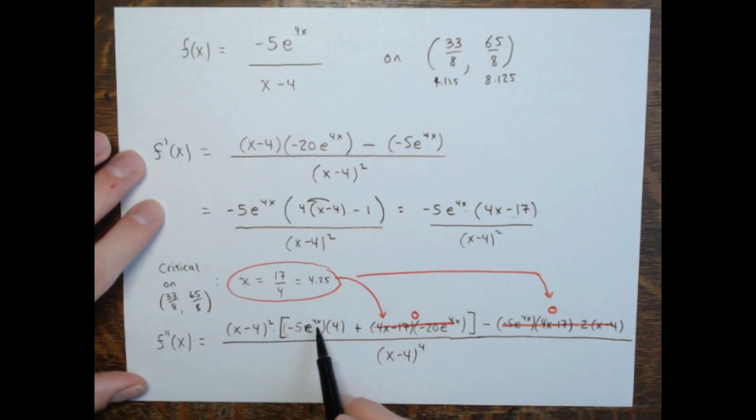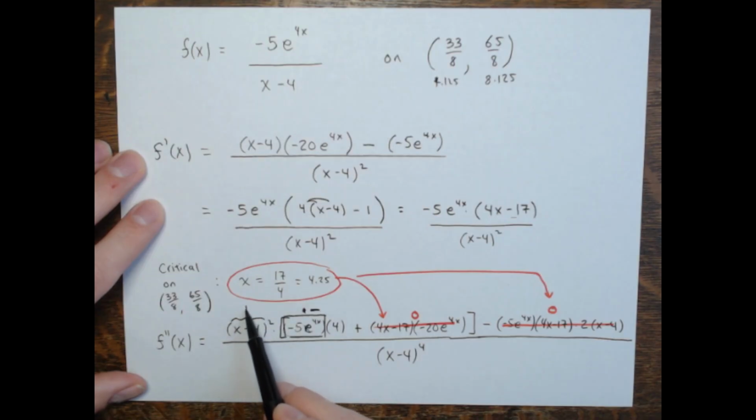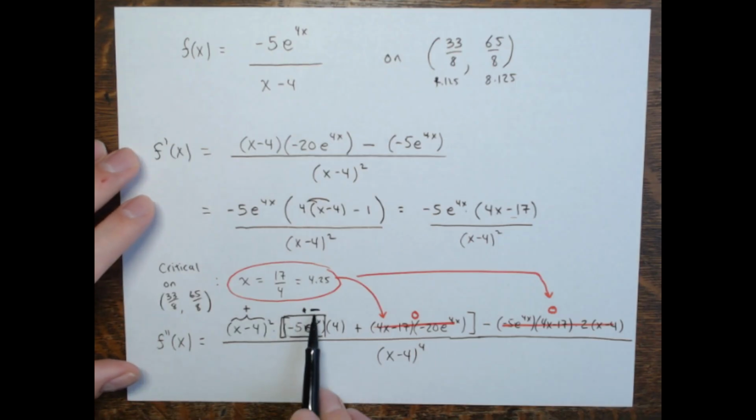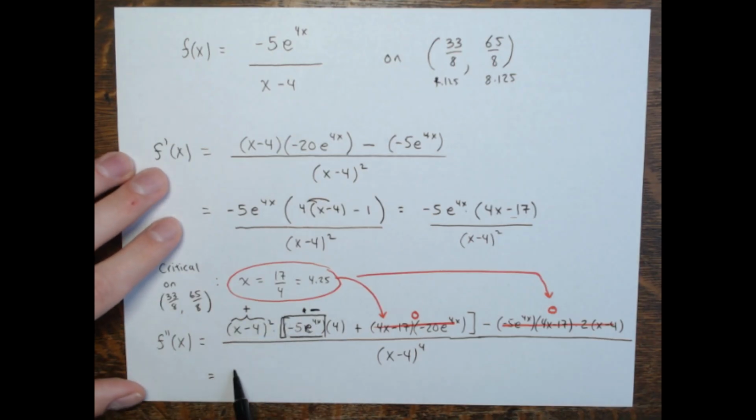is this. Now, this negative 5 e to the 4x, that's going to be a negative number no matter what. It's going to be negative because of the negative 5. E to the 4x is positive, times that is negative. And then times 4 will still be negative. And then this x minus 4 squared will be positive. So I'm left with this negative times this positive, so I have a negative numerator, and again, something to the fourth power, a positive denominator, so I get a negative value overall, which means f has a local max again.